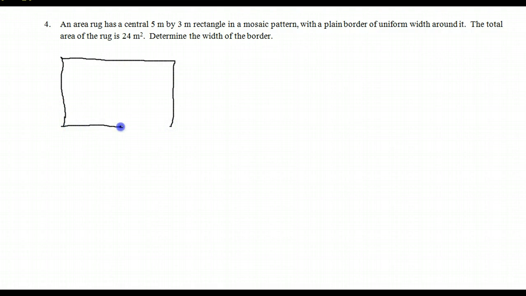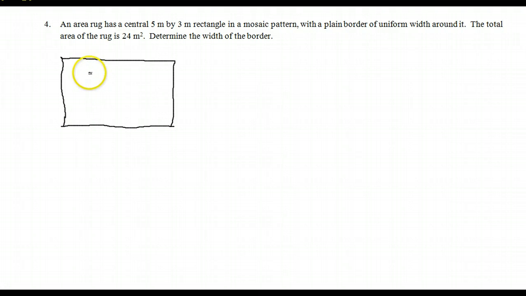Okay, last one. An area rug has a central 5 meter by 3 meter rectangle in a mosaic pattern with a plain border of uniform width around it. The total area of the rug is 24 square meters. Determine the width of the border. This is a common type of problem. It's rugs. We could have a pool with a deck around it. We could have a picture inside a picture frame. And they all kind of look like this.